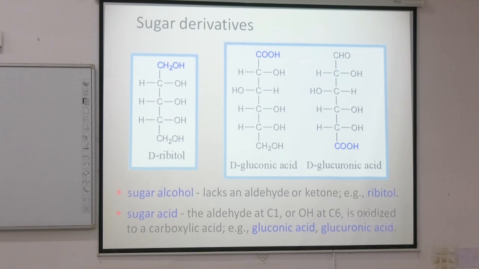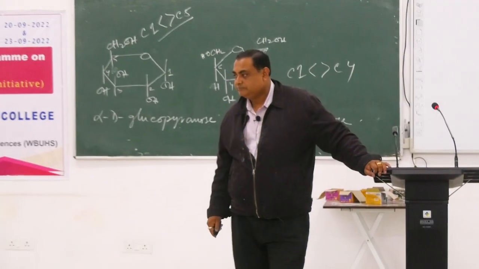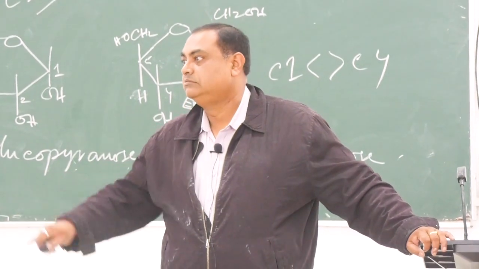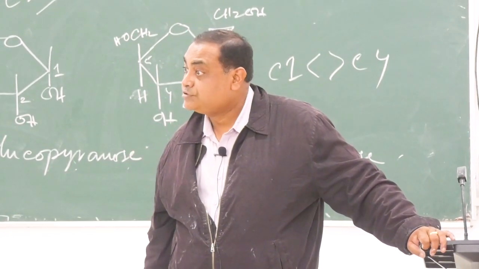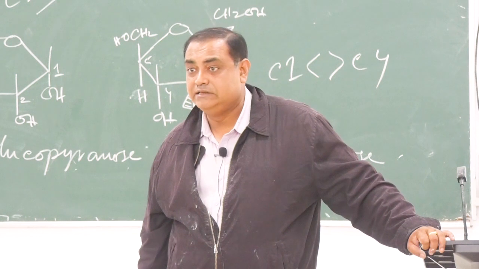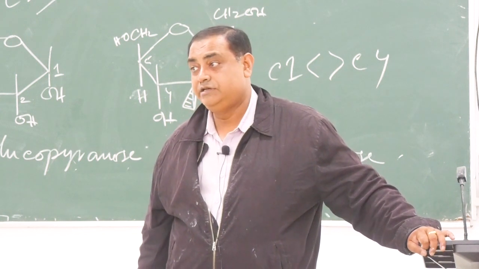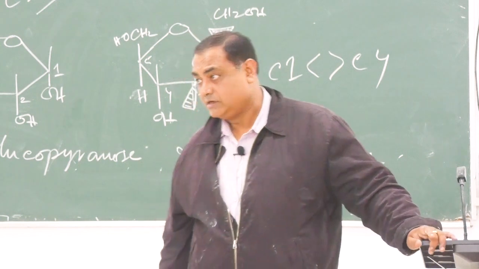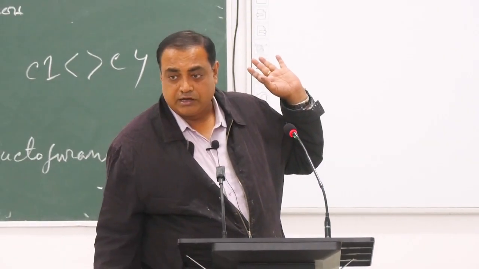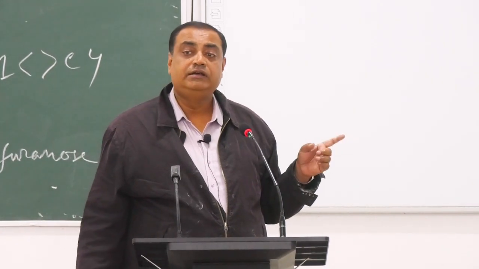If we want to oxidize both C1 and C6, we need a strong oxidizing agent. Can you name a strong oxidizing agent? Strong, concentrated nitric acid. Concentrated nitric acid is oxidizing. So concentrated nitric acid if you give, then both C1 and C6 will get oxidized to carboxylic group. And in that case, we will call it saccharic acid.